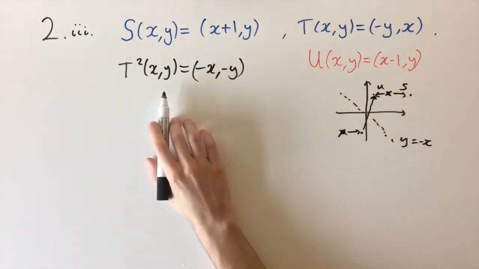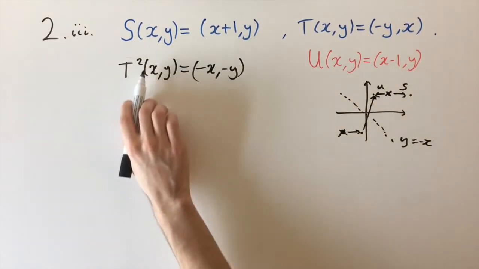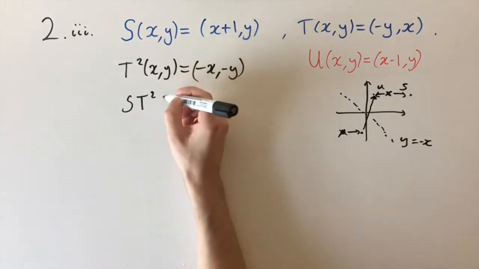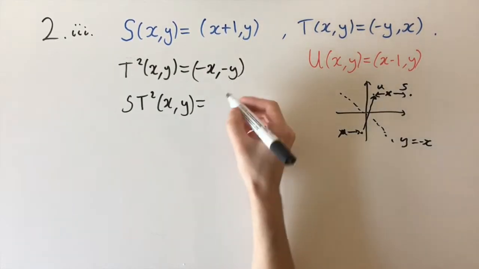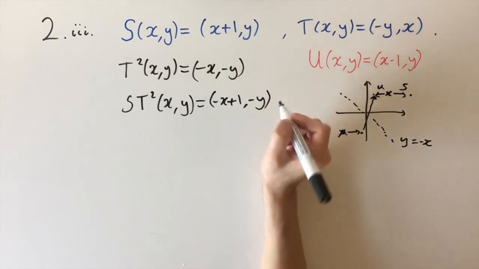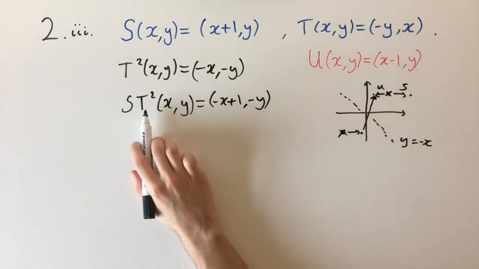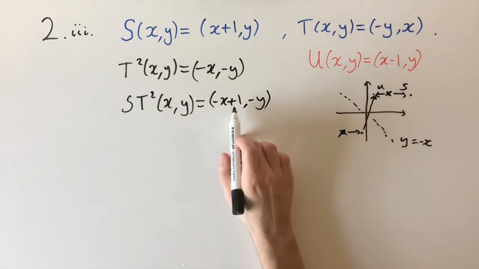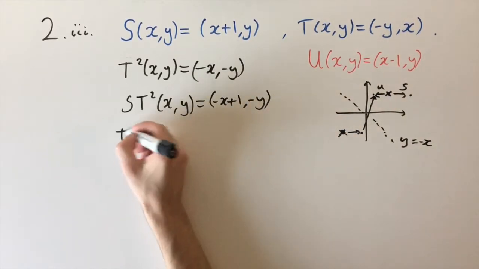So let's do a few calculations to actually see what I meant here. If we apply S to this, then let's see what we have. S T squared of (x, y). We just add 1 to the first component. We have (-x + 1, -y). And what I was trying to hint at before is if we apply T squared again, then we are going to apply negative signs to both coordinates. And this is going to make this plus 1 here minus 1. So let's do exactly that.